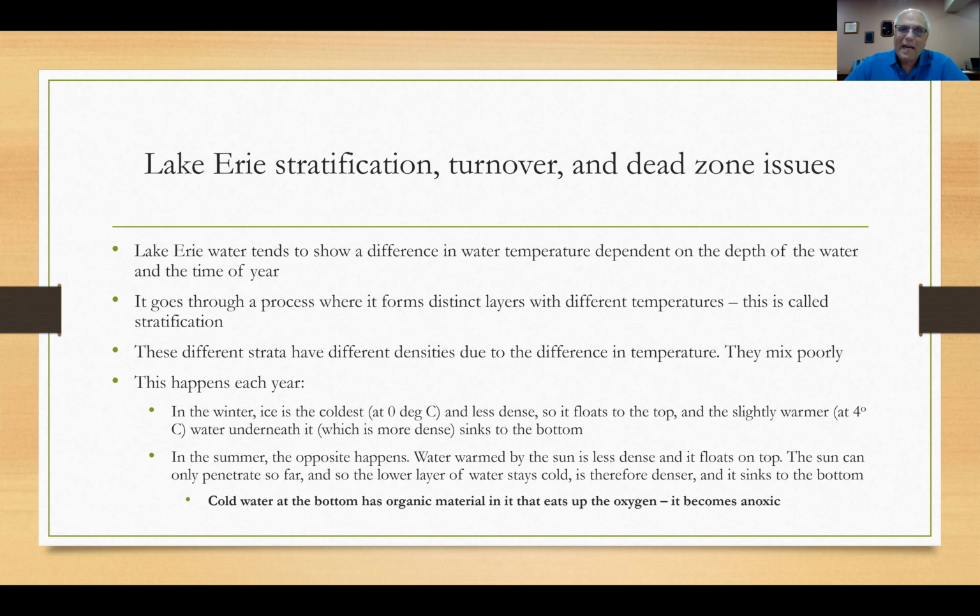In the summer, the opposite happens. Water warmed by the sun is less dense and floats on the top, of course. The sun can only penetrate so far, and so the lower layers of water stay cold, therefore denser, and it's going to sink to the bottom. Now, when that water gets to the bottom, it has organic material in it, especially when the algae begin to die off and the dead bodies sink to the bottom with that cold water that's drawing them down.